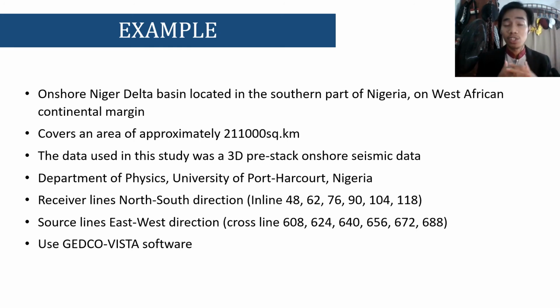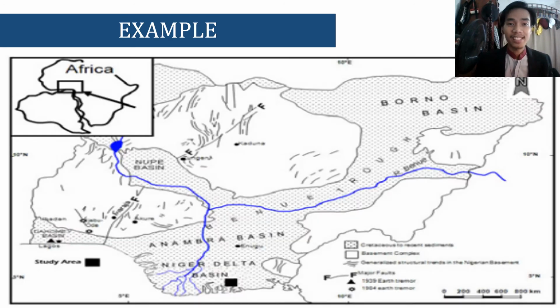This seismic data consists of 6 receiver lines oriented in the north-south direction and the source lines in the east-west direction. As you can see in the black square here, it indicates the study area that was studied by the University of Port Harcourt.